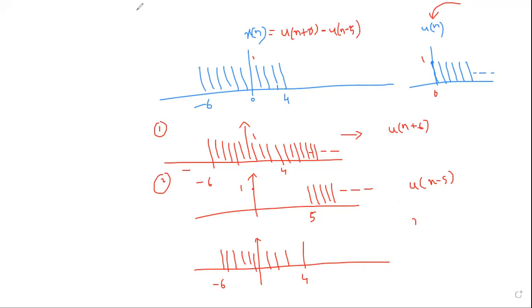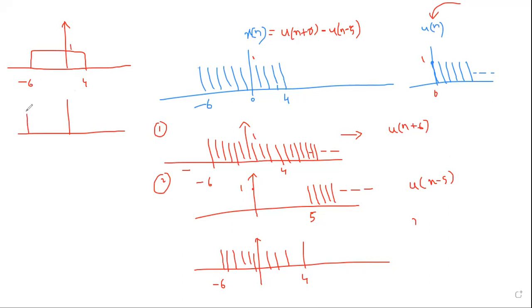Now, before we continue, let us do the same exercise for continuous time. I want you to understand the difference between discrete time and continuous time. Say I have a box which starts from minus 6 and goes till 4, amplitude 1 only. Can you represent this in terms of unit signals? If I want to do this for the continuous time case, what do I need to take?